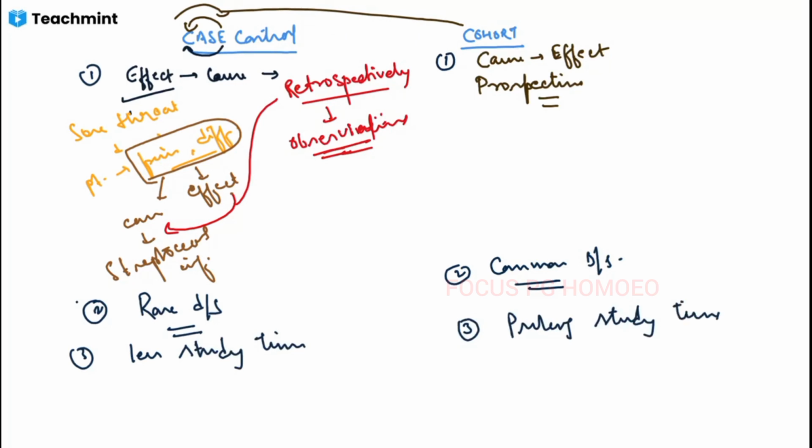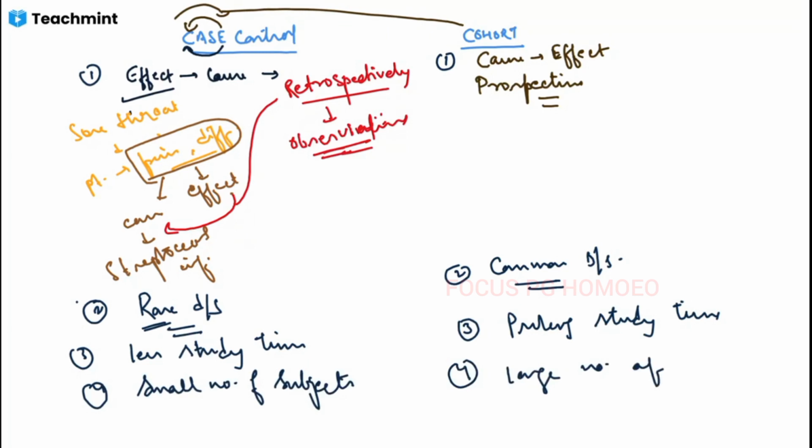Of course, when we say case control is for rare disease, it means fewer people will be affected. Rare disease will affect people rarely only, no? So the sample size or number of subjects will be very small. Common disease will affect most of the people, so there is a large number of subjects.